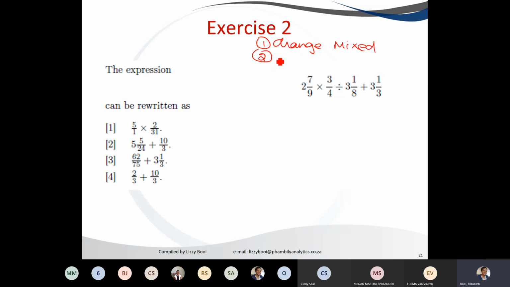Then number 2 is to apply the KCF on the division side, which is only on this part, after you have changed to an improper fraction. And then number 3, what you are asked is to solve the multiplication, because then your KCF will change your division into a multiplication, and just only solve the multiplication and then look at the answer from the options that you have. It might be that you don't even need to change the mixed fraction. It might be that you will need to change the mixed fraction of the addition side. So that is your exercise number 2.